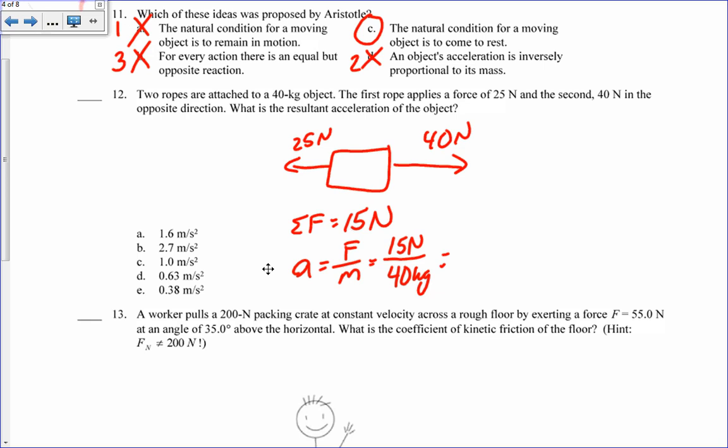I get 0.375 or 0.38. So E. So number 12 is E.